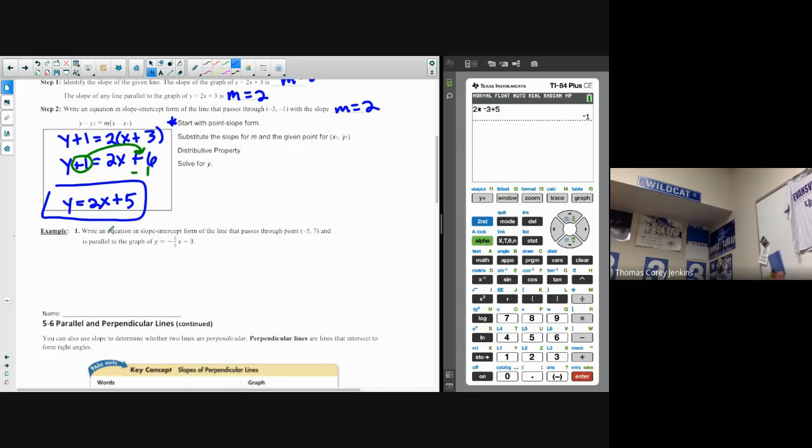So let's write an equation in slope-intercept form of the line that passes through (-5, 7) and is parallel, so same m, to y equals -2/5 x minus 3. So right there, the only thing I care about from this part is what's my slope. m equals negative, make sure I read that right, -2/5, right? So I know in my final answer, it's going to start with y equals -2/5 x.